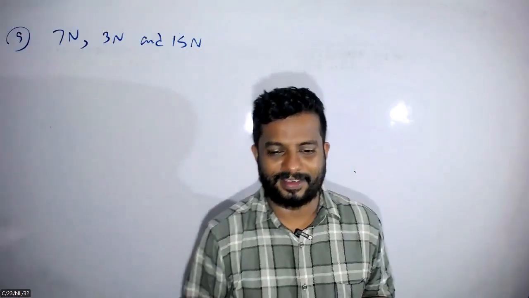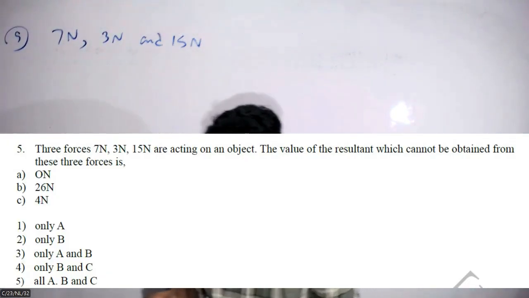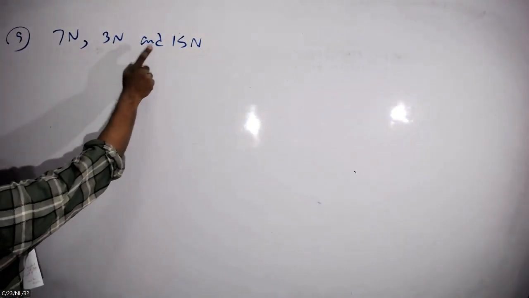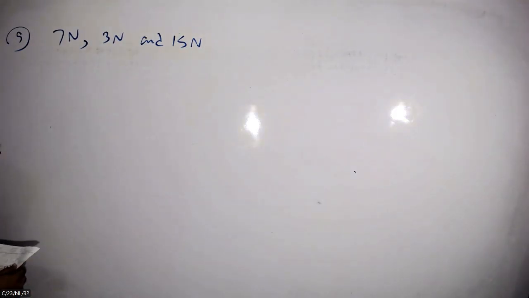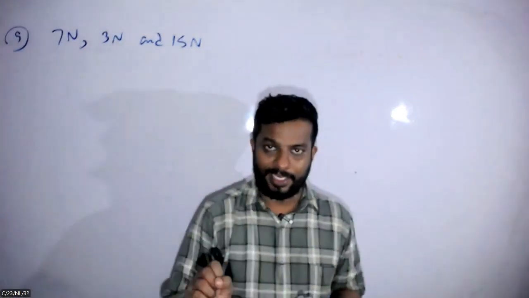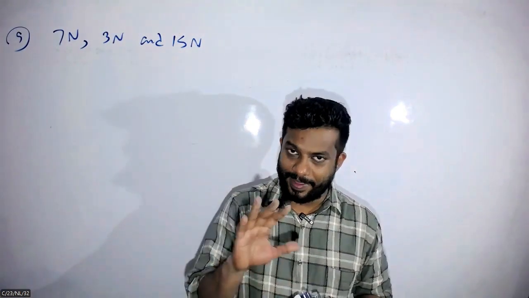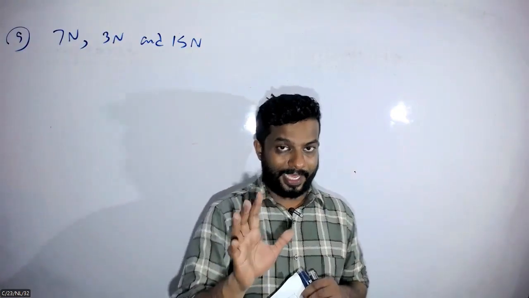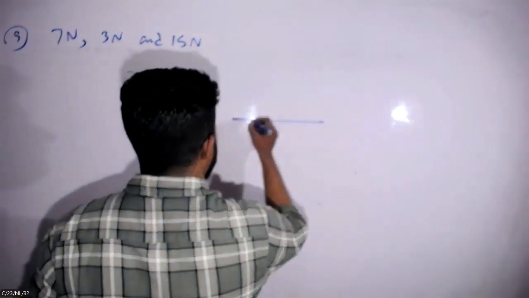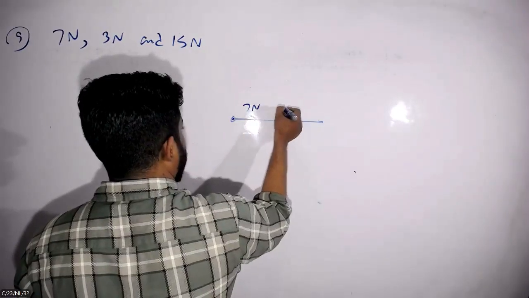Right, children, let's see question number 5. They have given three concurrent coplanar forces, 7 Newton, 3 Newton, and 15 Newton. The value of the resultant which cannot be obtained from these three forces, right? They are asking for the resultant that cannot be obtained from these. First of all, you need to identify the maximum and minimum resultant they can produce. They produce maximum resultant when they are acting in the same direction, when they are acting in parallel.